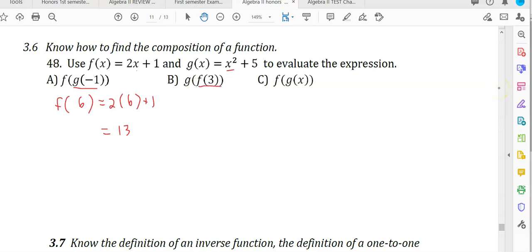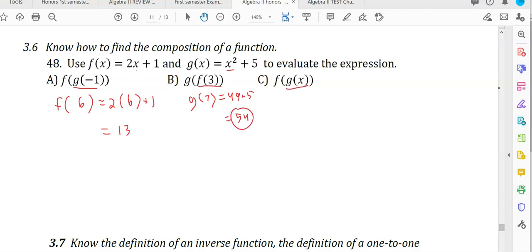The inside part, f of 3, 2 times 3 plus 1 is 7, so g of 7. We have to do that in our heads. 7 squared is 49 plus 5, which is 54.